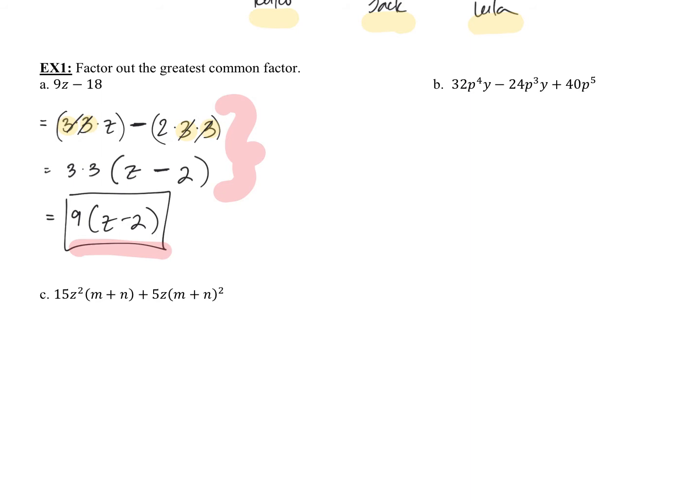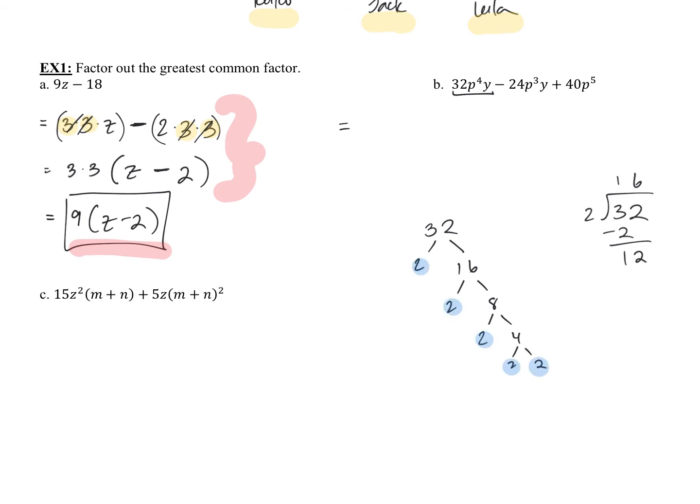This one's a lot more complicated. So the first term, let's go ahead and factor that. Well, let's see, 32 is 2 times what? Let's see, 2 can go into 32, 16 times. But 16 is not prime, that's 2 times 8. 8 is also 2 times 4. And 4 is 2 times 2. So 32 can be rewritten into 2 times 2 times 2 times 2 times 2. Wow, that's a lot of 2's. So let's go ahead and write that down.